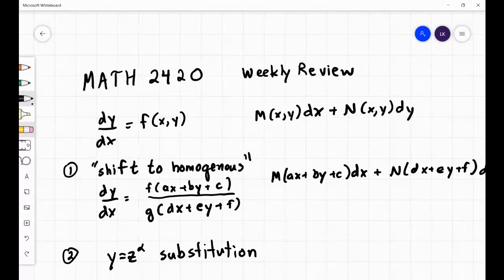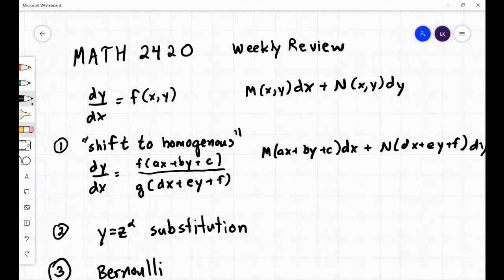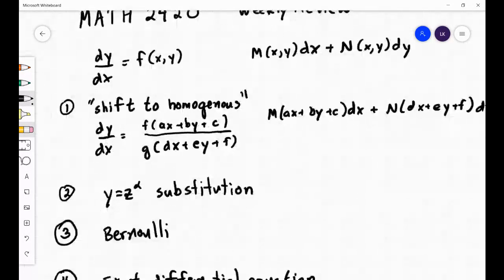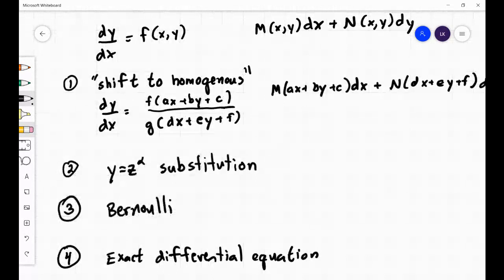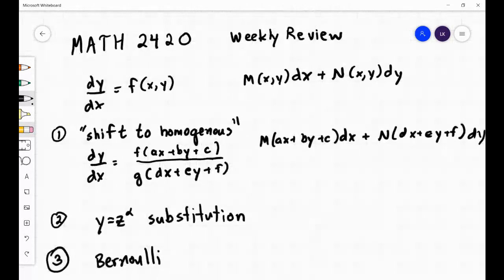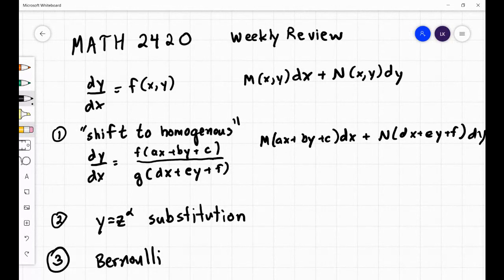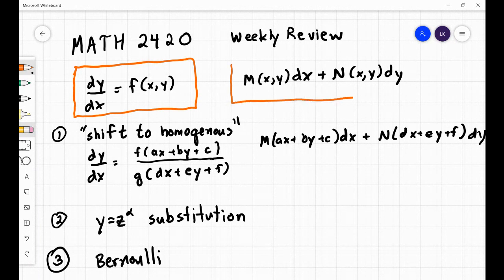Differential Equations Weekly Review. I was going to go over some examples. Well, first of all, I was going to draw a distinction between a first-order differential equation written in this conventional form, which can be used to categorize the different types of first-order differential equations, versus this form, which is the differential form.